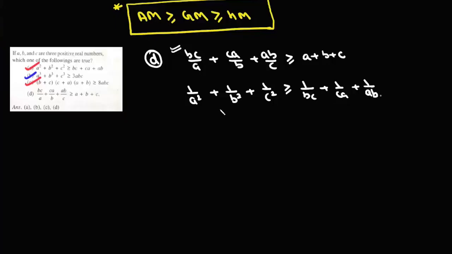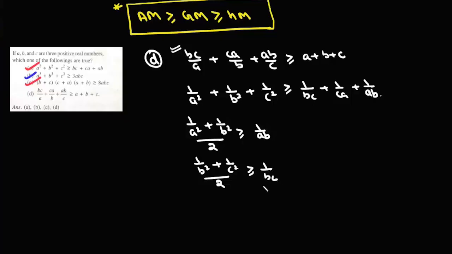Now we'll prove this the way we have proved the first one. It is the same as the first one, but in place of A, B, C we are taking 1 upon A, 1 upon B and 1 upon C. So we can write (1 upon A square plus 1 upon B square) by 2 will be greater than or equal to their geometric mean, which is 1 upon AB. In the same way, (1 upon B square plus 1 upon C square) by 2 is greater than or equal to 1 upon BC, and (1 upon C square plus 1 upon A square) by 2.